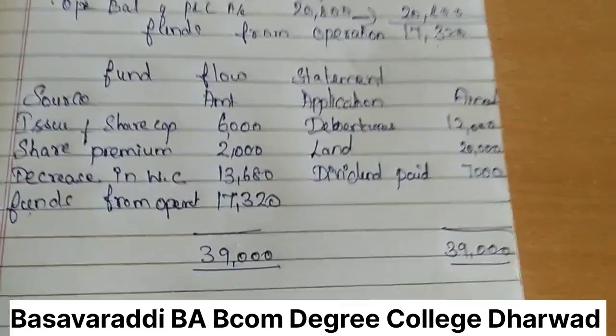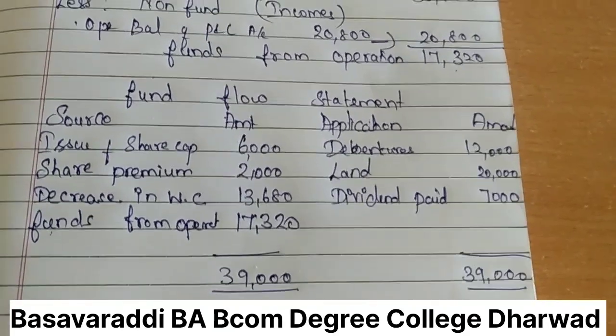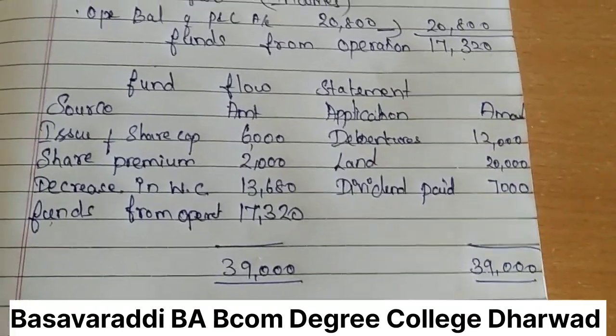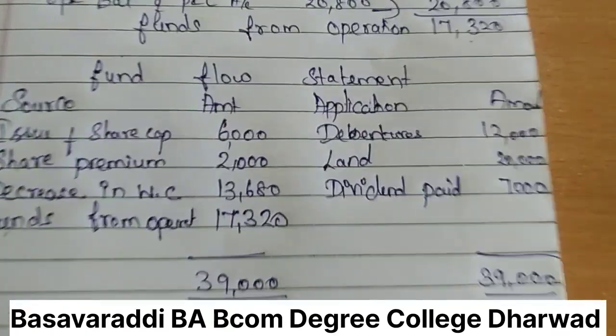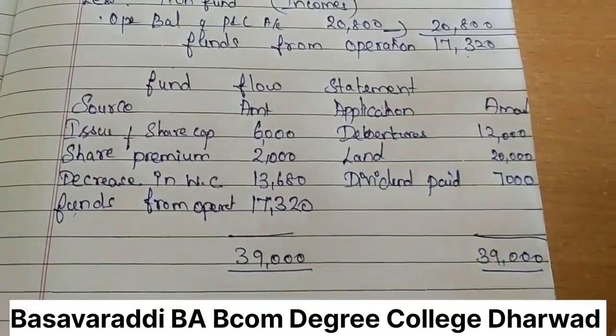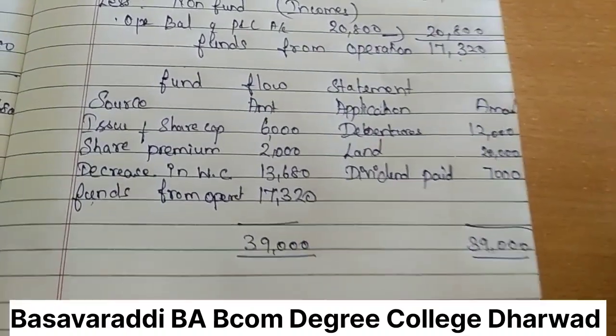So here, issue of share capital. So you have to write the difference of that. Two years, 6,000. Share premium, that is also a source of the company. The difference is 2,000. Enter here.